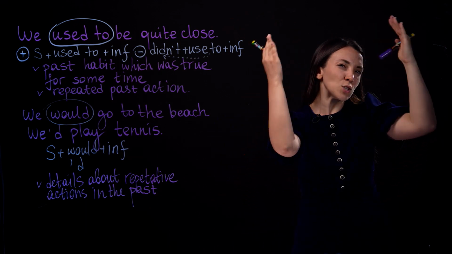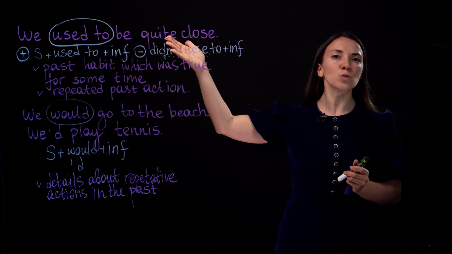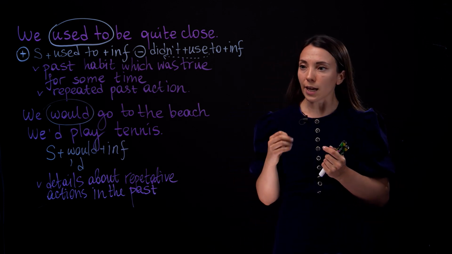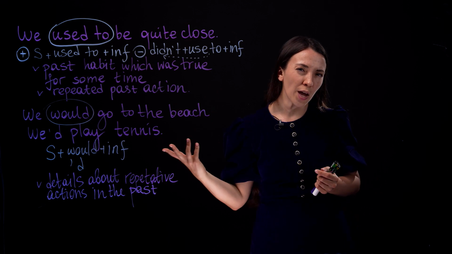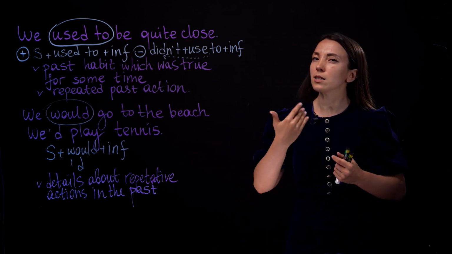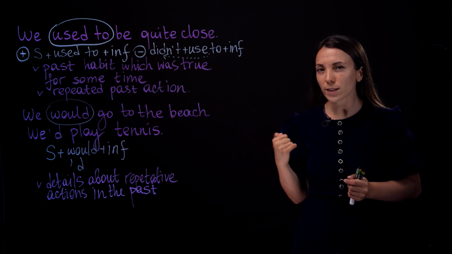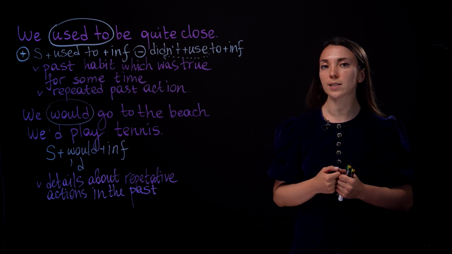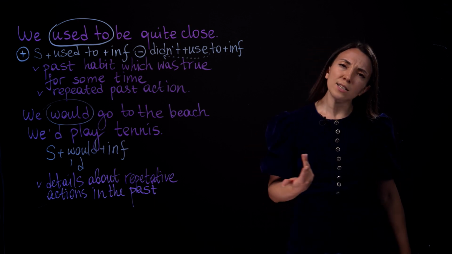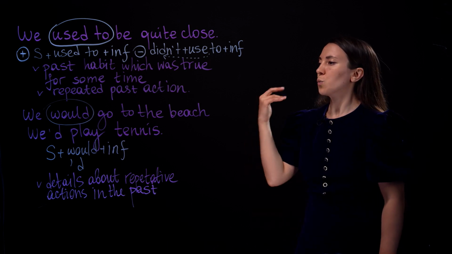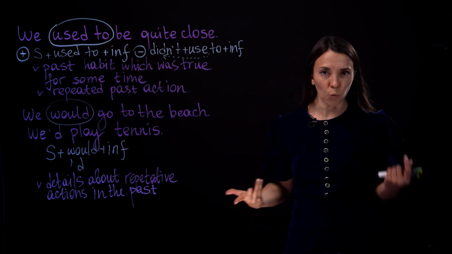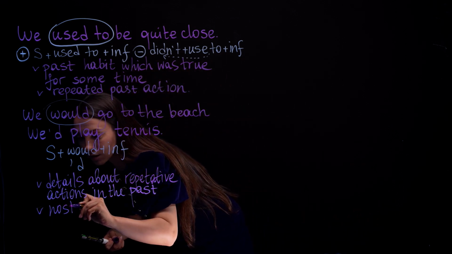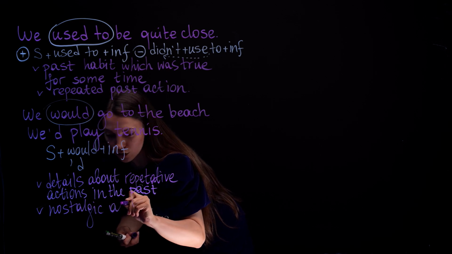So we start with some sort of general information, like we used to be quite close. And then I continue by talking about details using would. We would go there, we would do this, kind of details. Here, do I sound nostalgic? Does the lady from the audio sound nostalgic? Absolutely. She's like, yeah, we used to be quite close. We would do this, we would go to the beach and so on. Yeah? So, nostalgic actions.